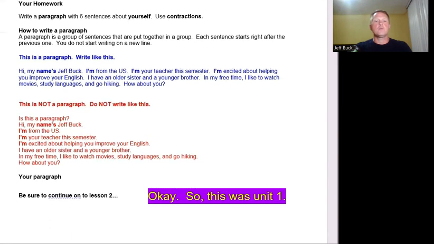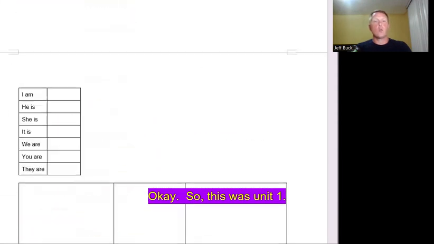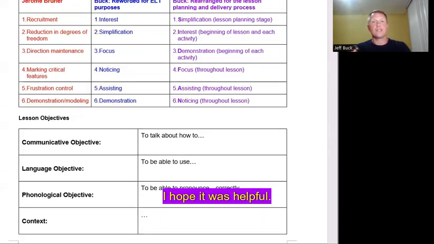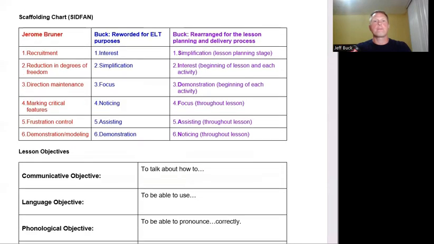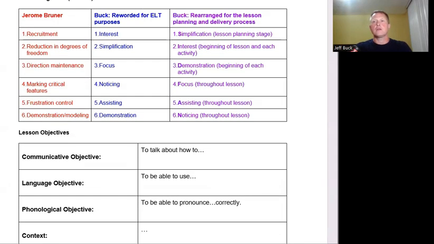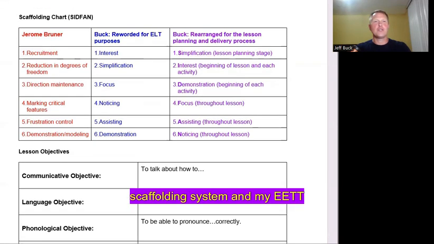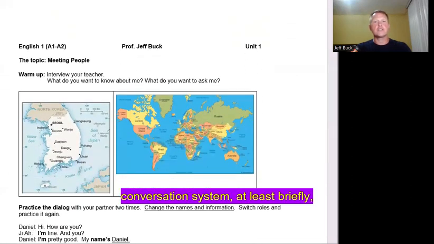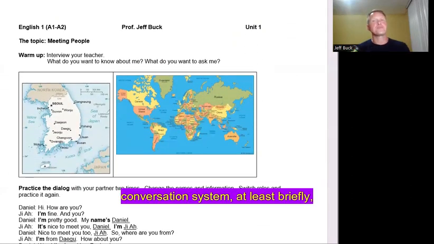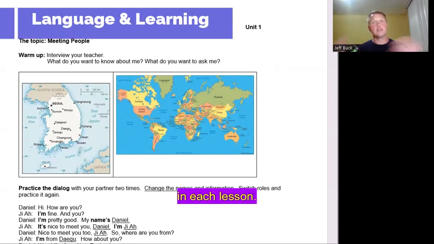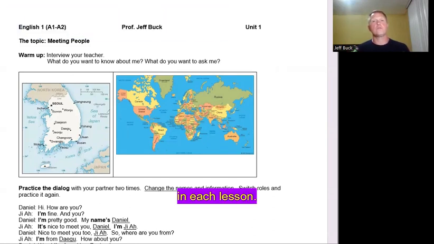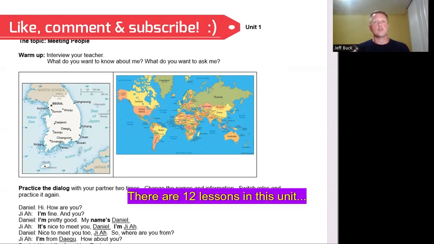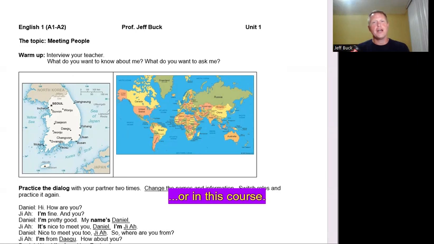Okay, so this was unit 1. I hope it was helpful. I'll review my SID fan scaffolding system and my EETT conversation system, at least briefly, in each lesson. There are 12 lessons in this unit, or in this course.